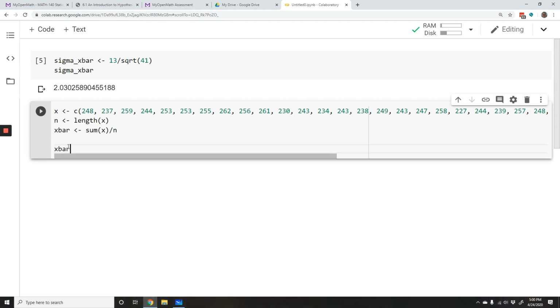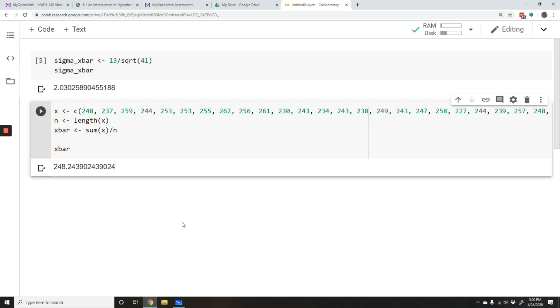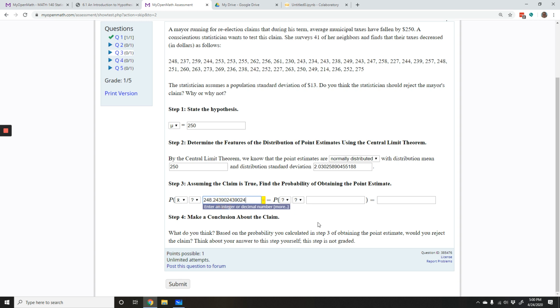We've been finding means quite a bit throughout this course, so now this should be pretty familiar to you. I'm going to type it one more time so it prints out. So the actual sample mean I have for this particular sample is about 248.24. So let's copy that. That's our boundary value there.